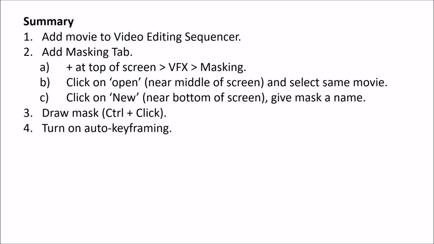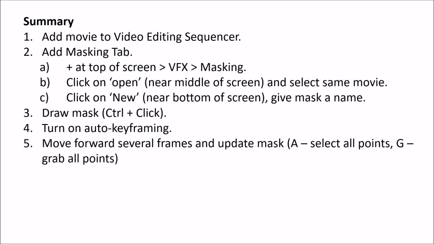And again, steps 3 and 4, it might be better if you do the auto keyframing first and then draw the mask. But anyway, long story short, what that should allow you to do is move or advance forward by several frames and then update the mask. So again, remember, when you're updating the mask, you press the A key to select all the points and then the G key to grab and move all of those points.